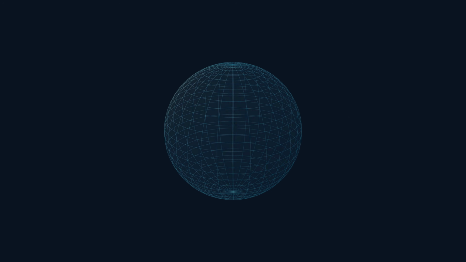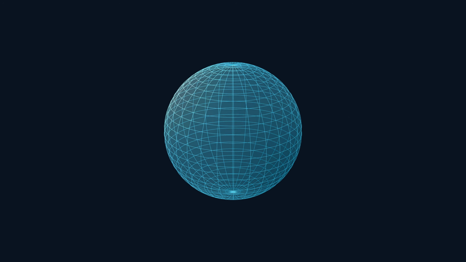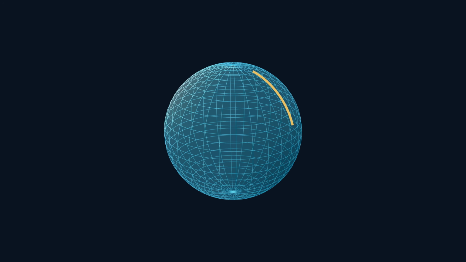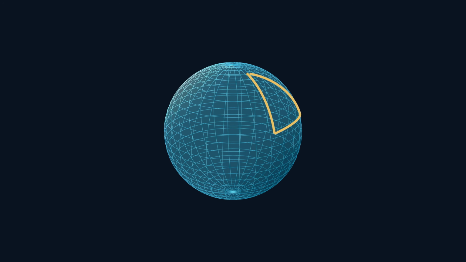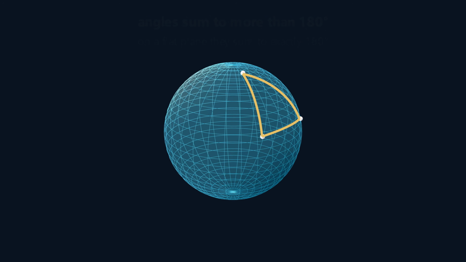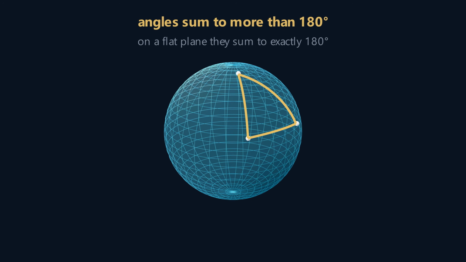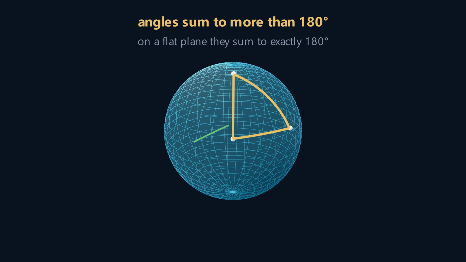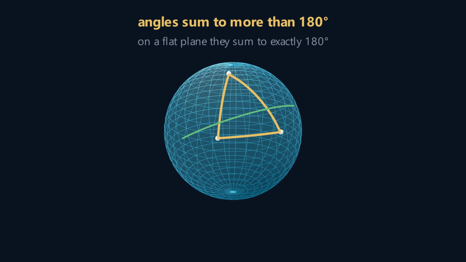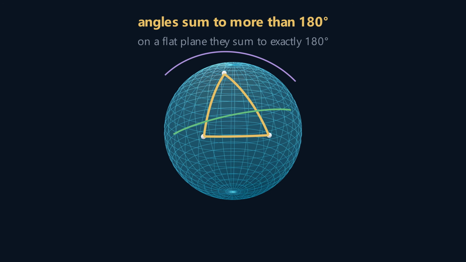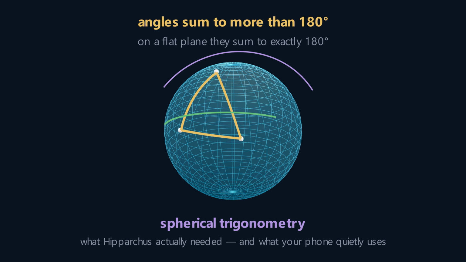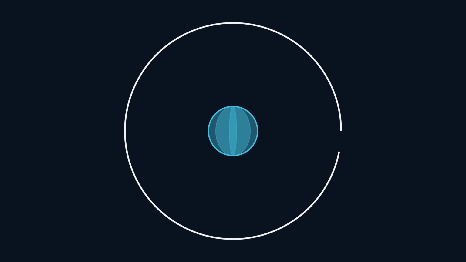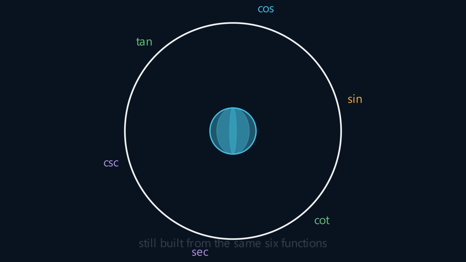One last generalization worth knowing exists. On a sphere, none of this quite works. The angles of a triangle no longer add to 180 degrees. There is an entire parallel subject, spherical trigonometry, and it is the one Hipparchus actually needed. It is what navigators and astronomers used for 2,000 years, and it is what your phone quietly uses to find your position on a round planet. But everything on that sphere is still built from the same 6 functions we defined at the start.